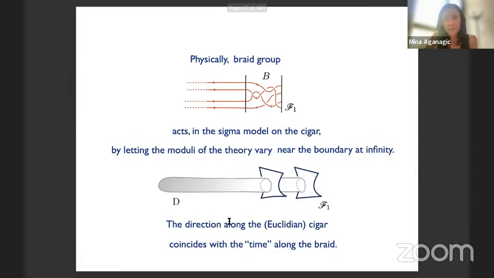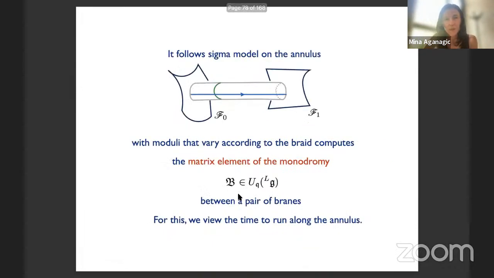Physically, the expectation comes as follows. Braid group acts in the sigma model on the cigar by letting the modulus of the theory vary near the boundary of the cigar at infinity, where the direction along the cigar coincides with time along the braid. It follows from this that the sigma model on an annulus with the moduli that vary according to the braid computes the matrix element of monodromy between a pair of branes. And for all this, we view time to run along the annulus.